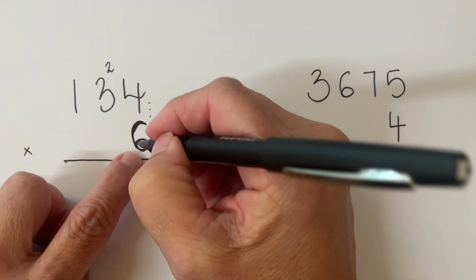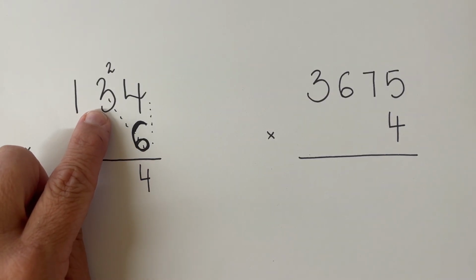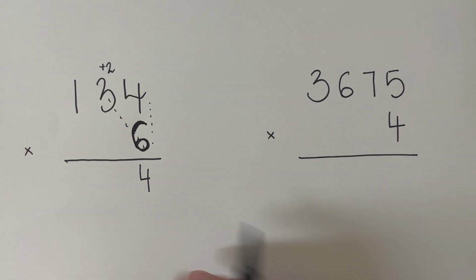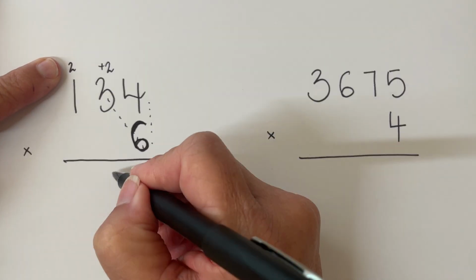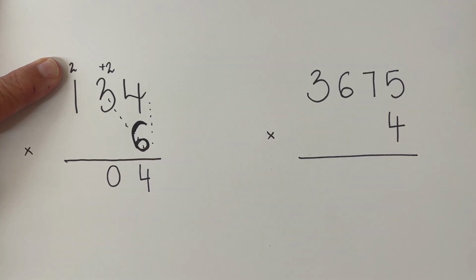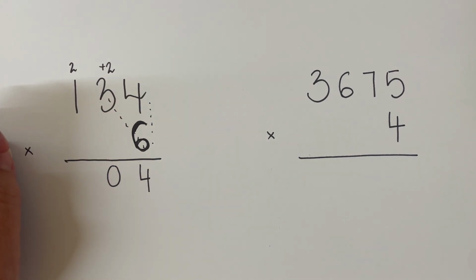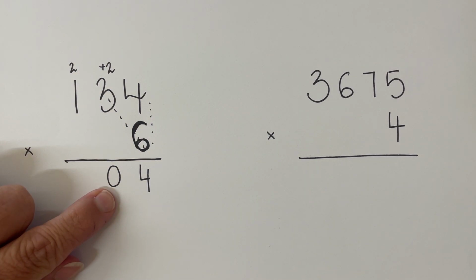Now I'm going to do the 6 by the 3. 6 times 3 is 18. 18 plus 2 is 20. So this time I'm going to carry my 2 to the hundreds column. 20. And I'm putting my 0 there. So 6 times 3 is 18 plus 2 is 20.